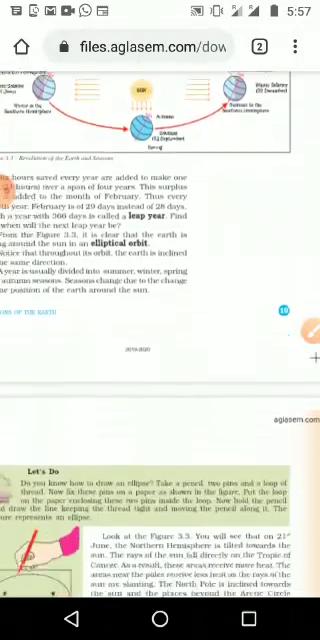And if you look at this picture, we can see the earth is not in the correct 90 degree position. The north and south pole are not straight, they are a little bit tilted. And we can see another one, some activities they are asked to do here.